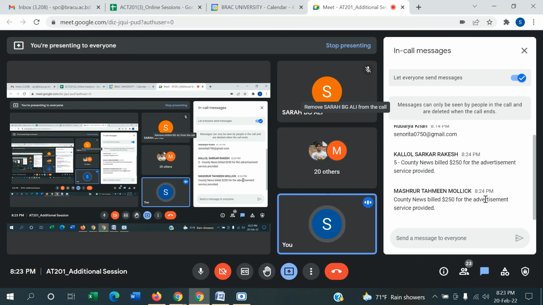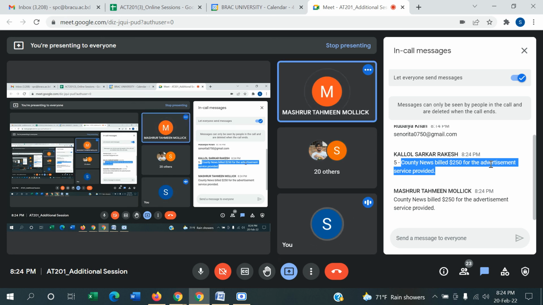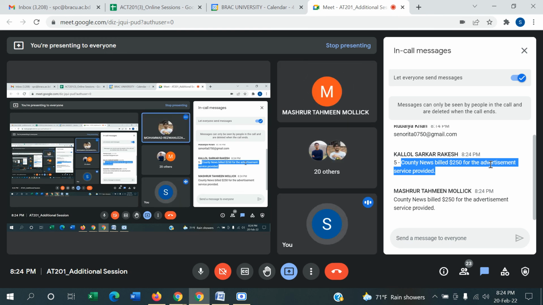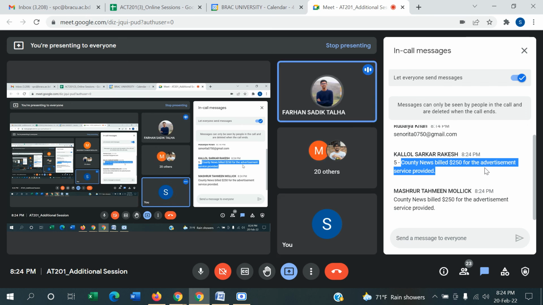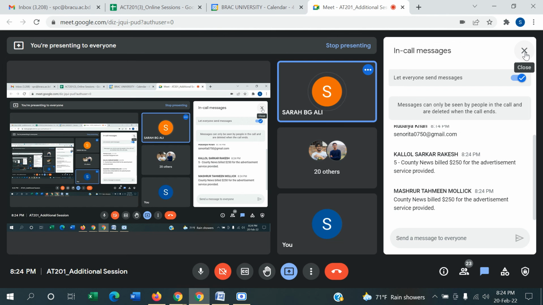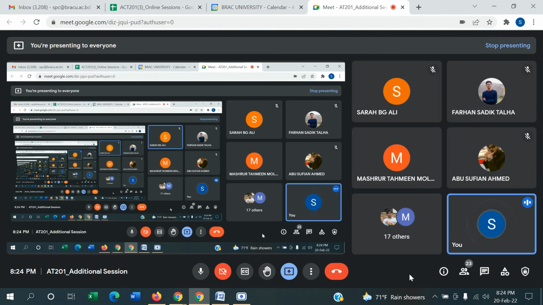So continuous bill 250 for the advertisement for service provider. So they haven't provided, they received the service. What service they received? Advertisement. So advertisement is an expense. So advertising expense. So do you think that they have paid? No, sir. So if they don't pay, are they liable to pay? You say accounts payable. Yes, sir. Advertising expense and accounts payable. That's all.